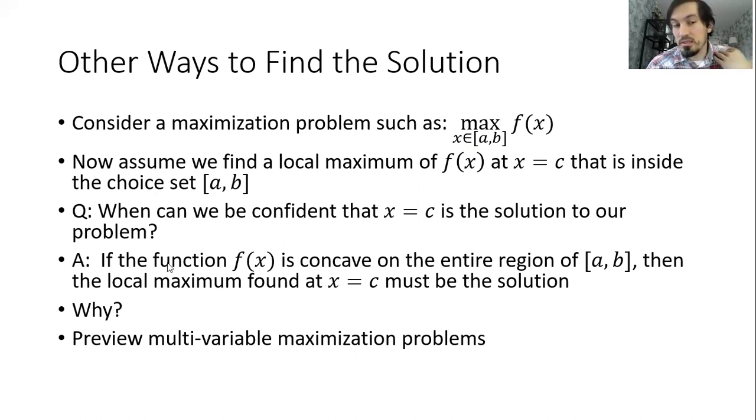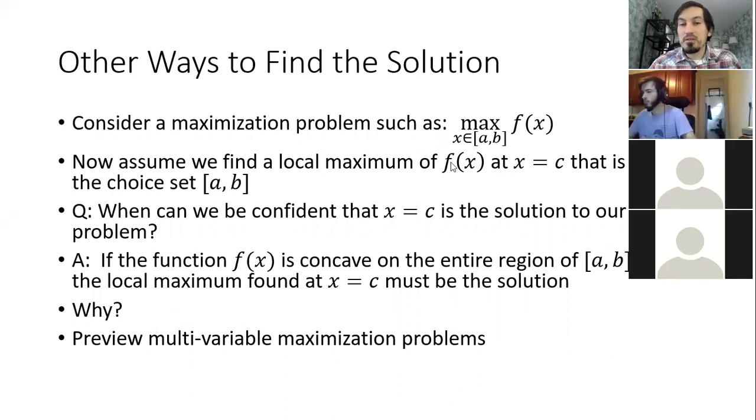The answer, at least one answer, is that if the function f, the objective function f, is concave on the entire region of the interval between A and B, then the local maximum found at x equals c must be the solution. Why is that? Anybody want to try to venture a guess or an answer that can explain why, if you have a local max and the function is concave, then you know it's the solution? Why is that?